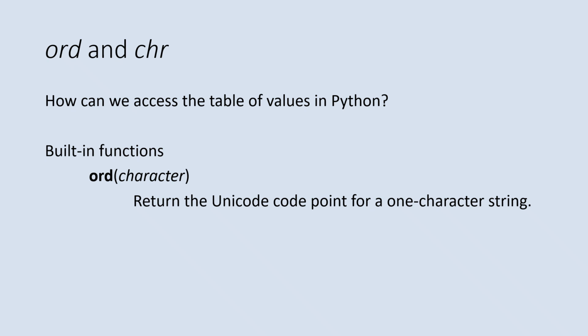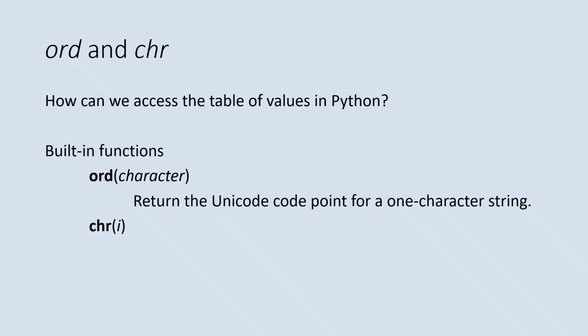So ord is the expanded version, and you have a one-character string. Give that to the function, and it will give you back the numerical value. ord means ordinal, so it gives you back the number that corresponds to that string. Small numbers will be returned in decimal values. Larger numbers will be returned in hexadecimal.